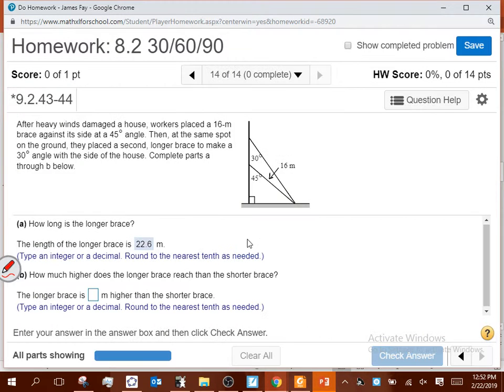All right, so now it says how much higher does the longer brace reach? Type an integer or decimal. Are you rounding to the right decimal place? No, but I didn't add his radicals. I got it wrong. So you did the same thing I did. Now, that's the thing, guys. And I'm going to harp on you about doing it, but you saw that I did it as well.